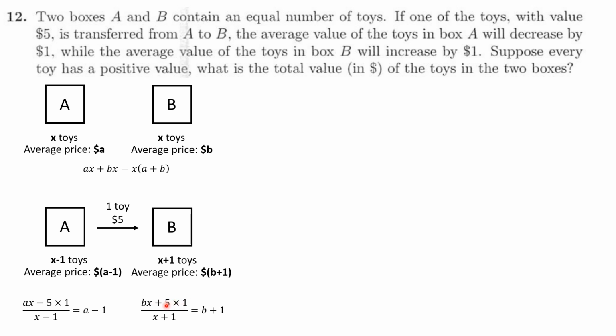In the case of box B, your value is BX, and then you're adding one toy, which is $5, so it's essentially adding $5. You divide it by the new number of toys, which is X plus 1, and you get the average price, which has now increased by $1, so it's B plus 1.